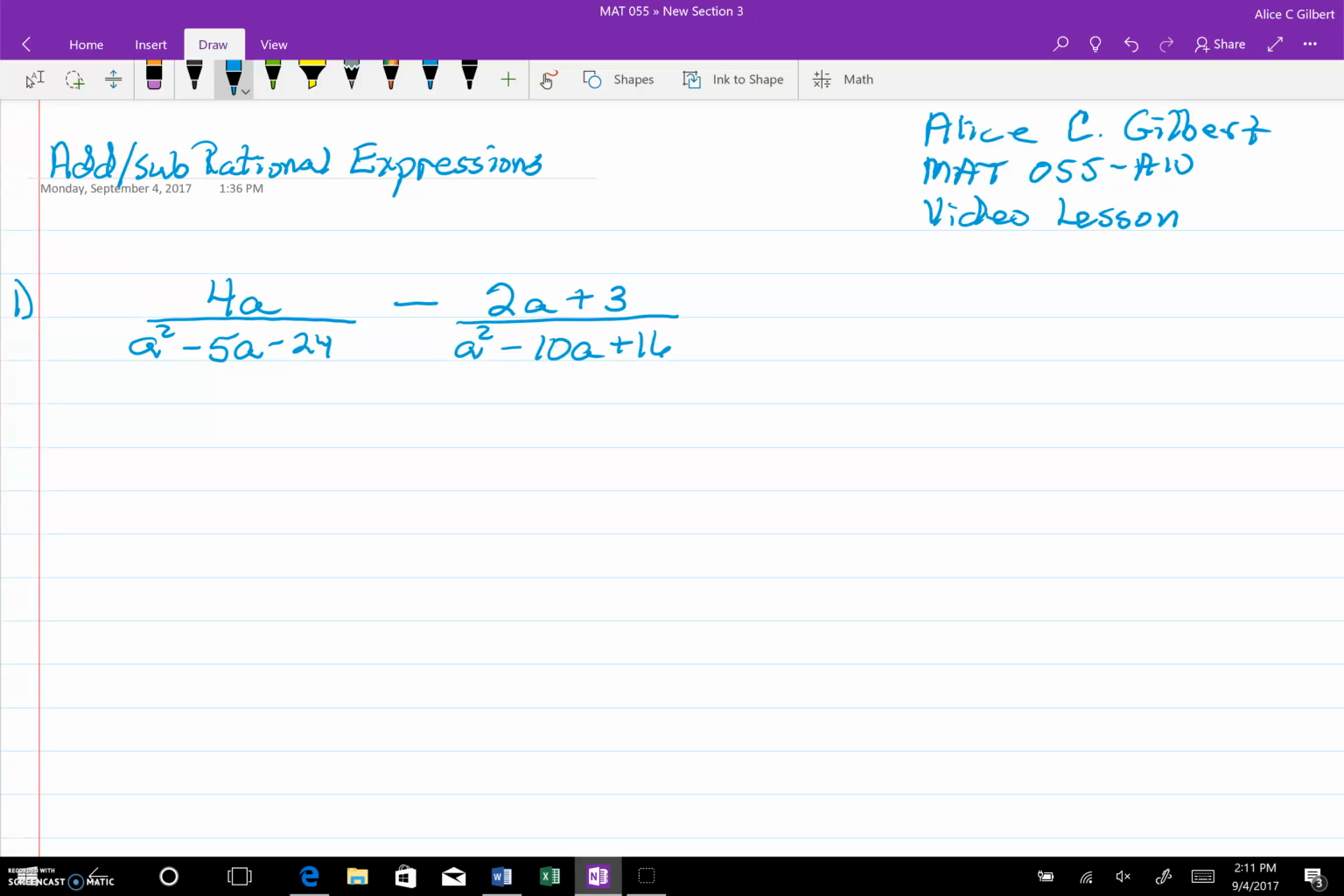Okay, let's talk about how to add and subtract rational expressions. First of all, this is an expression because it doesn't have an equal sign, and we will simplify it. We aren't solving it. We only solve equations.